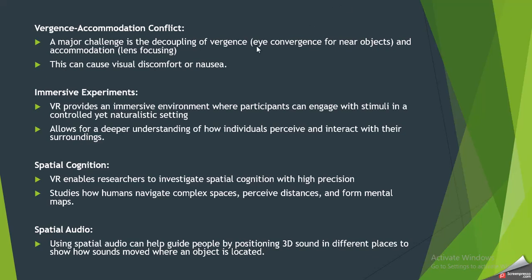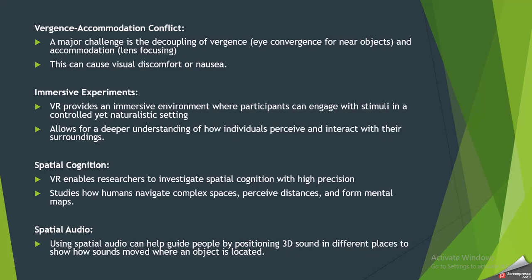See what they've given. Eye convergence for near objects and lens focusing. We will focus the lens in such a way for the eye convergence of the objects. That is what vergence accommodation conflict is. So next is immersive experiences. This is obvious in augmented reality and virtual reality. Whenever we say augmented reality and virtual reality, immersive, we are trying to bring the immersive experience for the end user. So that we should concentrate.